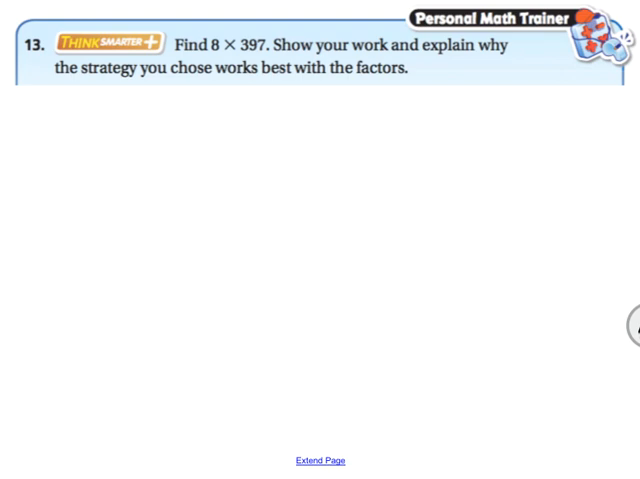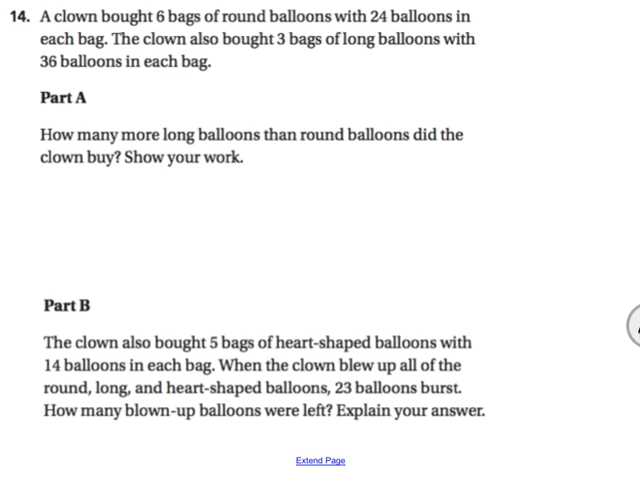All right, here we have a multi-step word problem. We have a part A and a part B, okay? So a clown bought 6 bags of round balloons with 24 balloons in each bag. The clown also bought 3 bags of long balloons with 36 balloons in each bag. Part A, how many more long balloons than round balloons did the clown buy?